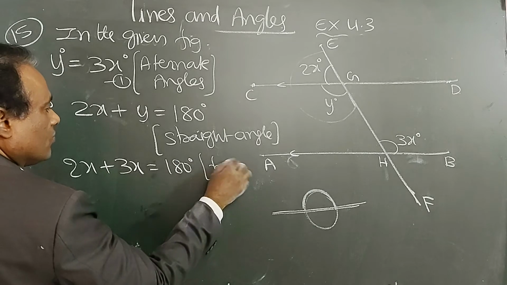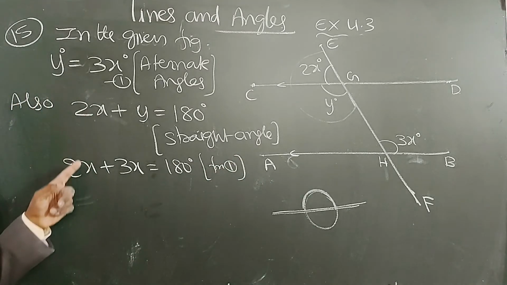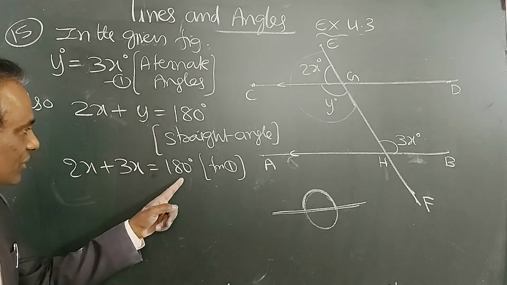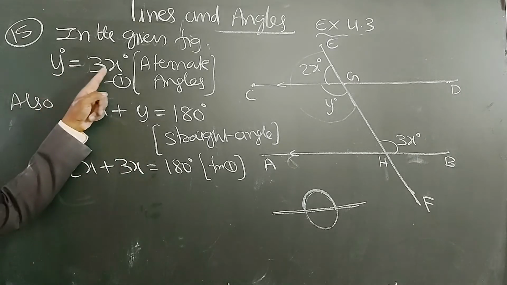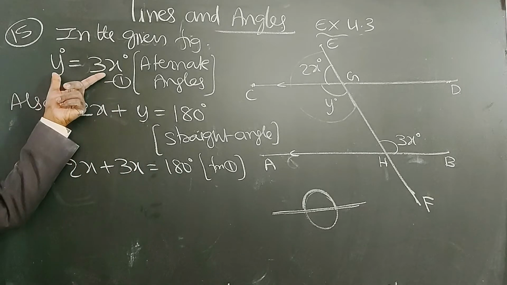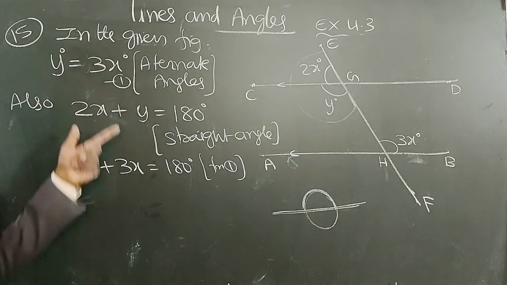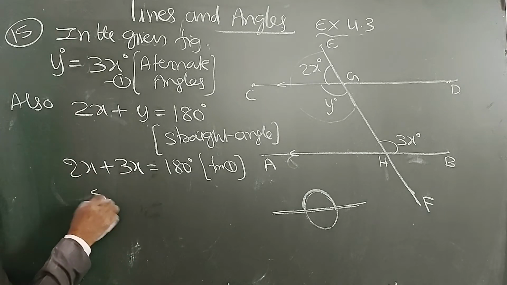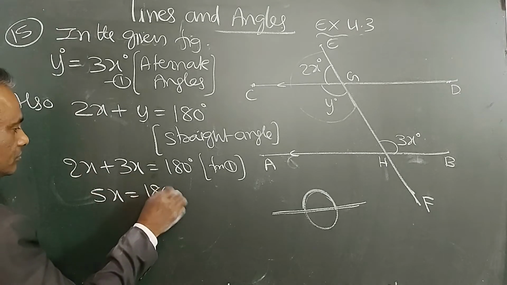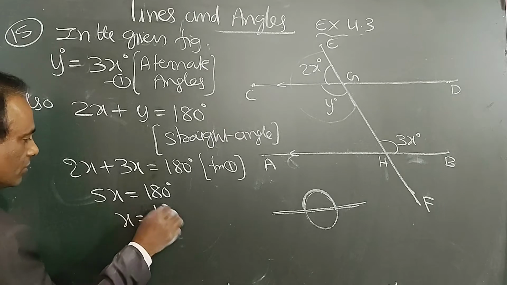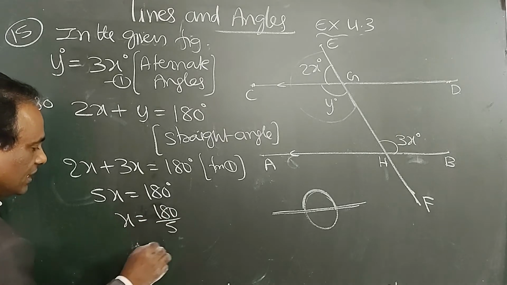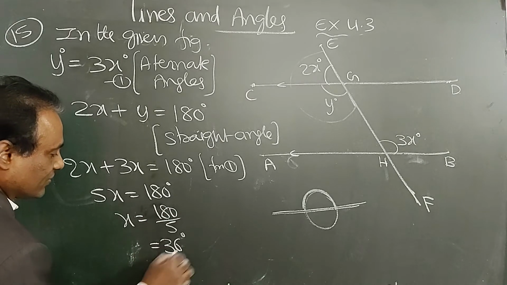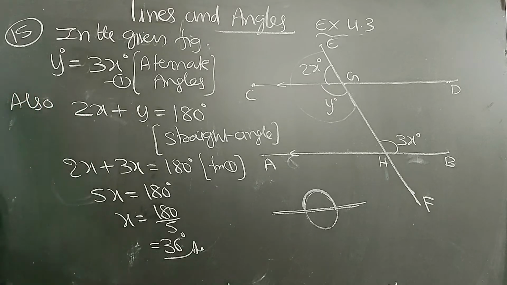So from equation 1, what did I do? 2x I continued, 180 I continued. In place of y, I am writing 3x, because I got the relation. 3x plus 2x is 5x. x is equal to 180 by 5, which is 36. We got the x value.